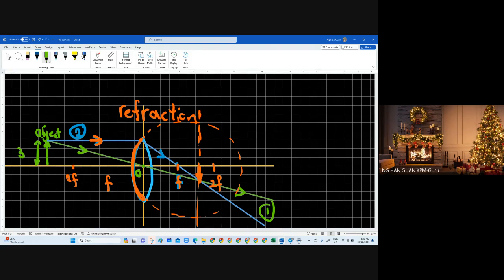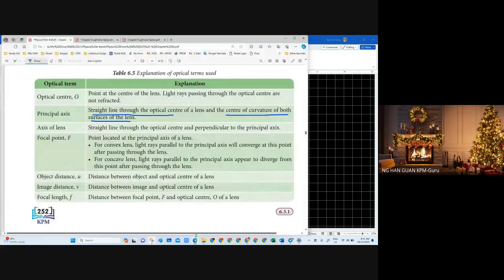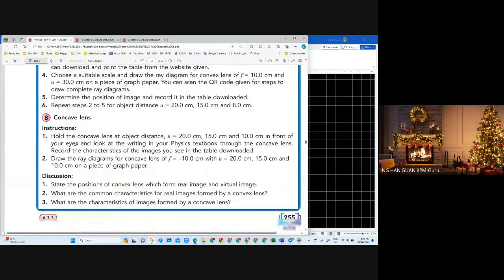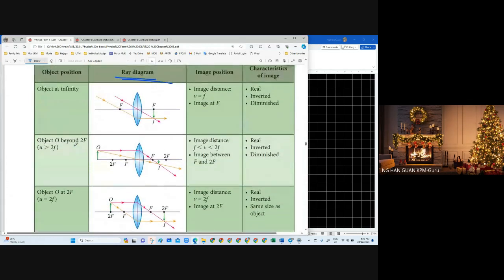Okay, so what case is it? This is the case for object distance more than 2F. And then the image formed here, the image distance, the symbol we use is V, is formed between F and 2F. So the image position we also know. If you're referring to a textbook, it's given here. So it's case 2 here: object distance more than 2F, image distance between F and 2F, so it's a real, inverted, diminished image.